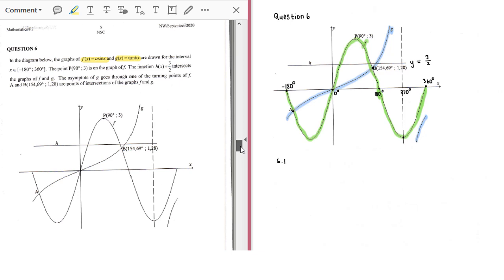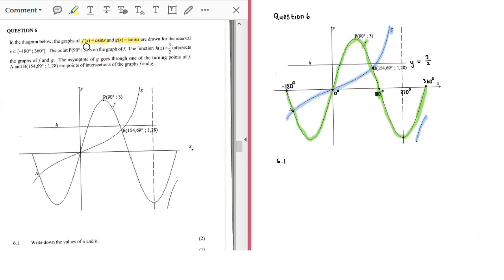So a, like we said, is related to the graph of F, and that is talking about the amplitude of the sine graph. Amplitude, you will find at either your maximum or your minimum, and the only maximum that we really have is this point P. We see that the y value there is 3, so the amplitude is 3. Then we can just write down that a is equal to 3. Okay, now what about b?